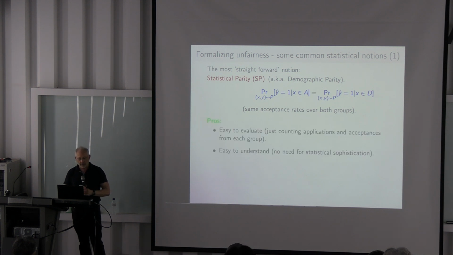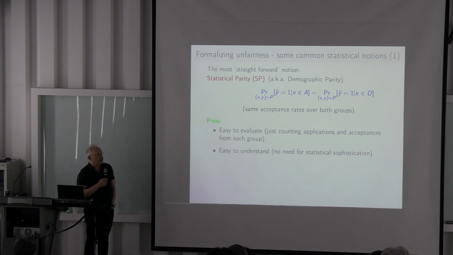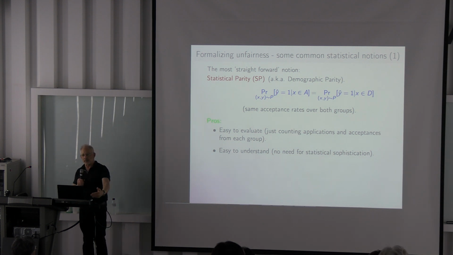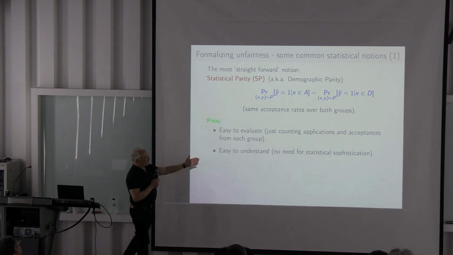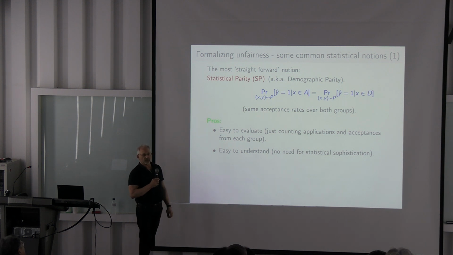So what are the advantages of such a notion of fairness? Clearly, it is very easy to evaluate. I don't need to know whether you passed the test or not. I don't need to know whether you returned the loan or not. I just count to what percentage of the people I gave a loan in group A, and to what percentage of the people I gave a loan in group B, and I want them to be the same. So it's easy to understand, no need to have statistical sophistication.